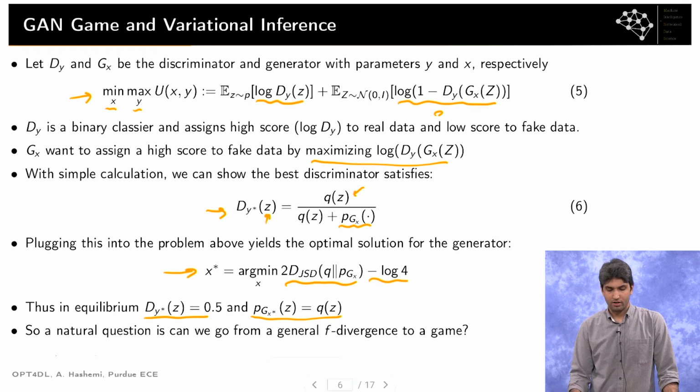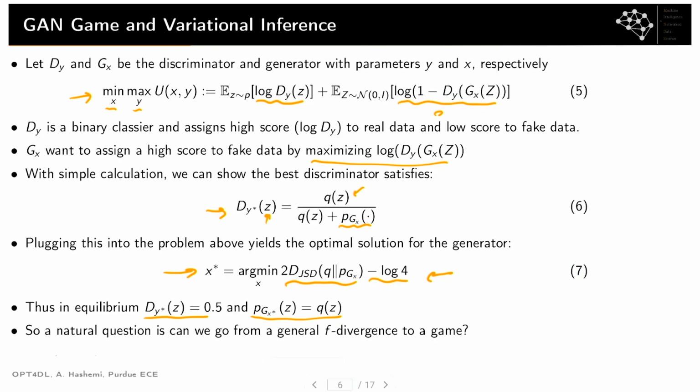So in this slide, we showed how we can go from the game setup, the min-max setup, to minimizing the divergence. But can we also go from the divergence to a min-max problem, to a GAN problem? These are questions that we're going to answer in the next part of this lecture. I'll see you there.